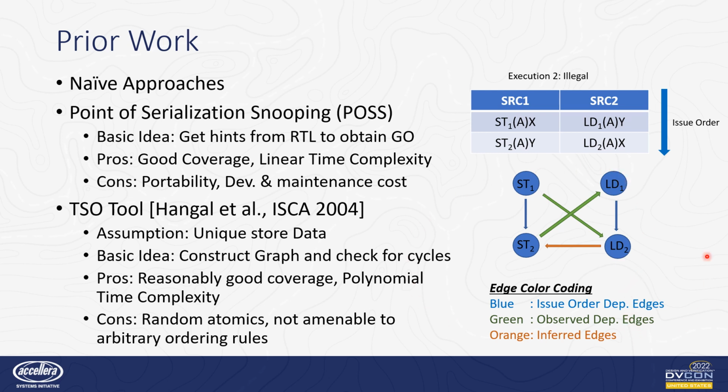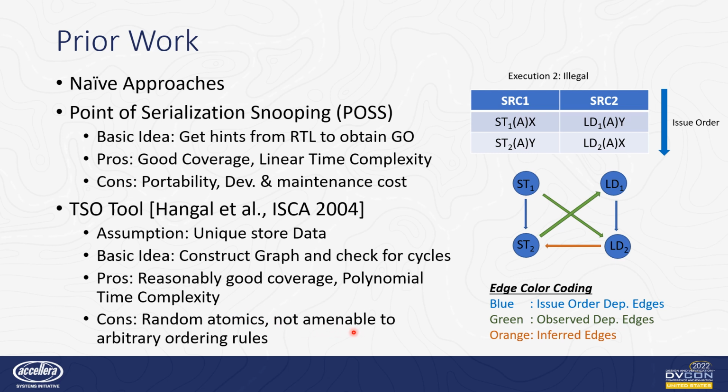But the idea is, once you draw these edges, we do a cycle analysis on the graph. And if a cycle is present in the graph, as in this case, then that execution is illegal. Again, this has reasonably good coverage because the assumptions are very limited, and this can be done in polynomial time complexity. However, because of the unique store data requirement, it's very difficult to handle random atomics, and this method is not very amenable to arbitrary ordering rules.